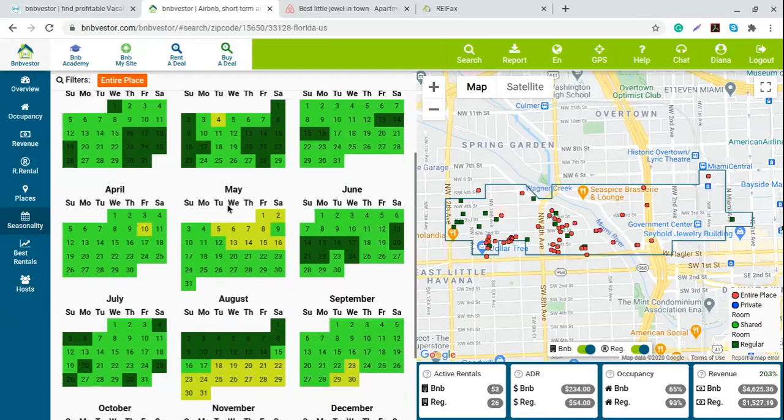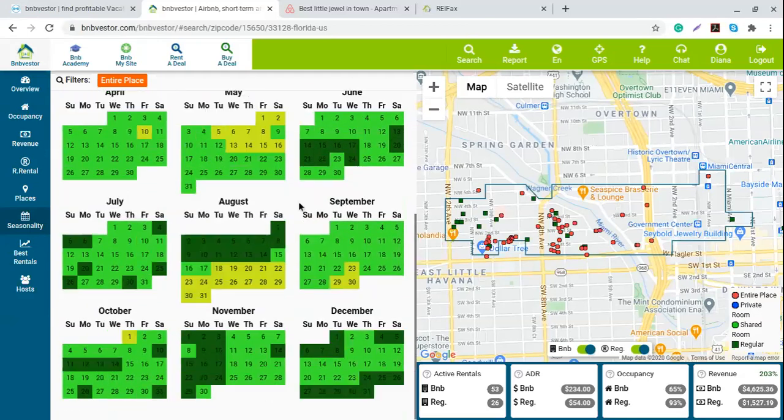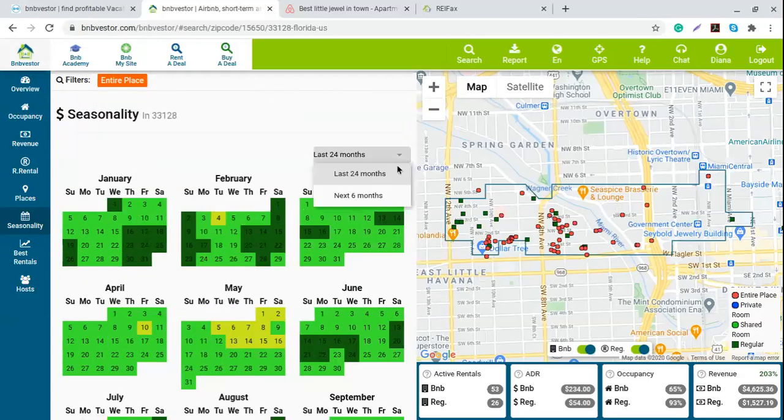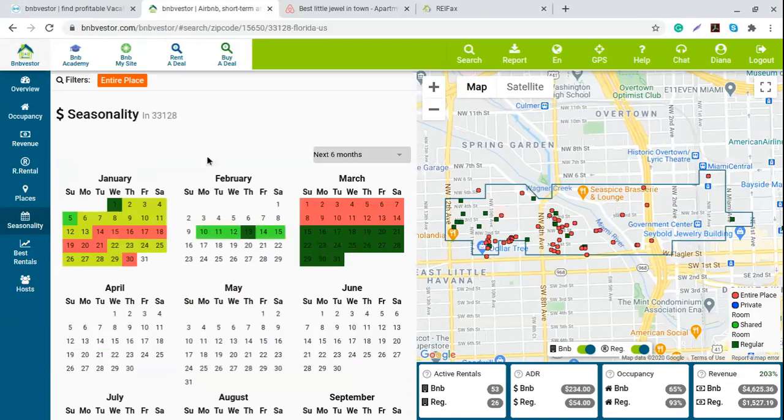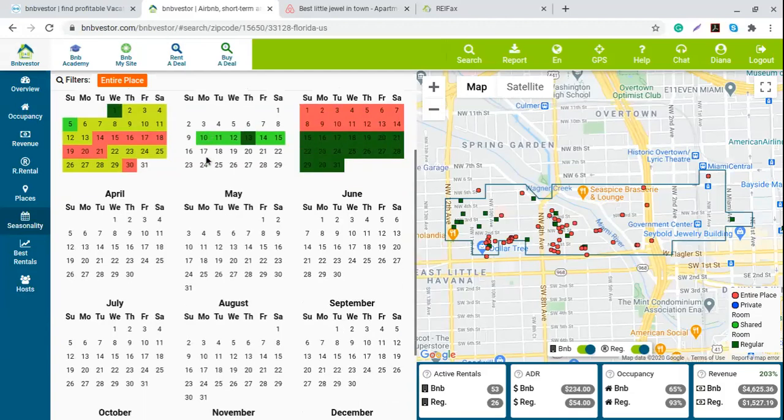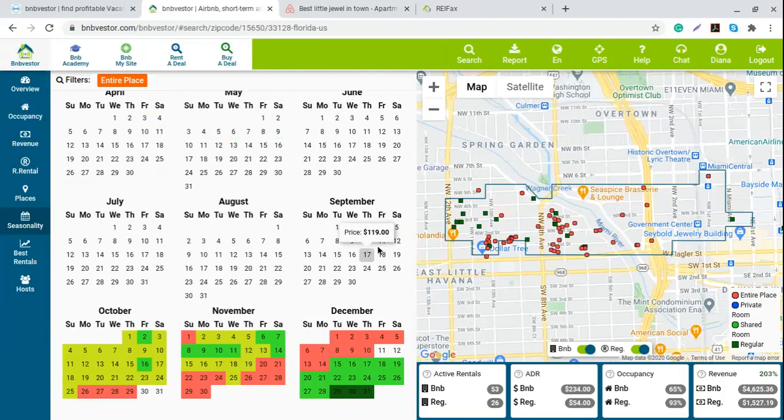Based on those 2 years, we can see it like this. Now, let's see in the next 6 months how the seasonality is expected to be, based again on the number of bookings that are already there, okay? So let's scroll down. September is already, and then we can see here October, this is how it's expected, okay?